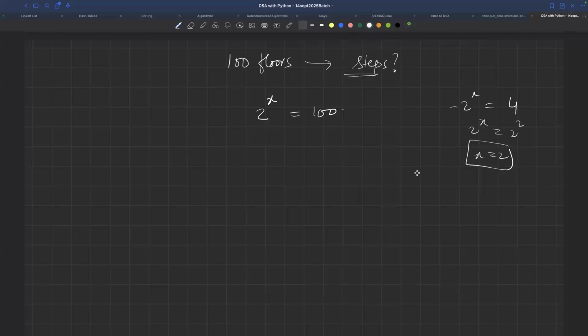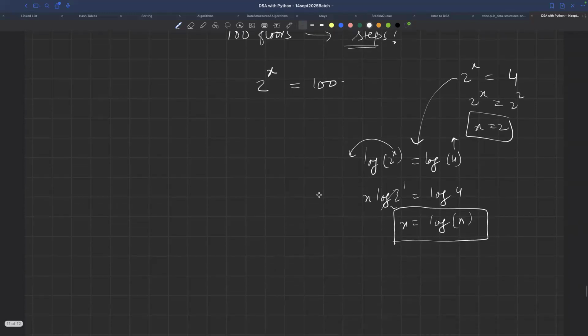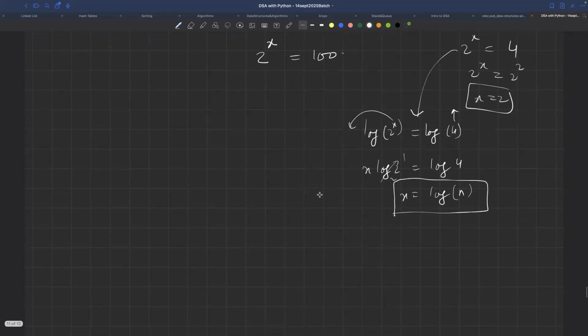तो इसको सॉल्व करने का तरीका है कि दोनों साइड लॉग ले लो. लॉग ऑफ 2 टू द पावर ऑफ x इज लॉग ऑफ 4. लॉगरिथमिक में ये x बाहर आ जाता है, x log of 2 इज इक्वल टू log of 4. ये log 2 बेस 2 ये 1 हो जाएगा, तो x इज इक्वल टू log of 4. यहाँ पे 4 नंबर ऑफ फ्लोर्स है, यानी बिल्डिंग है, तो log n. Yeah, got it. The question is how many times you will multiply 2 in order to reach 100.